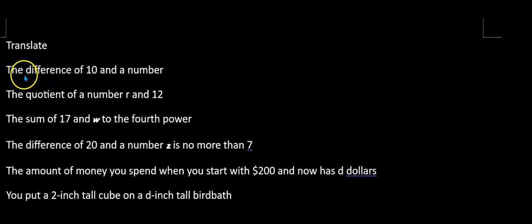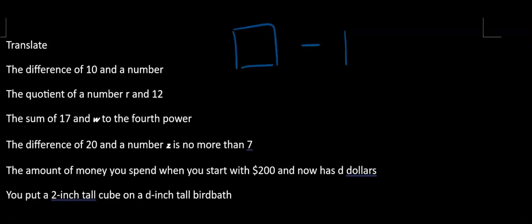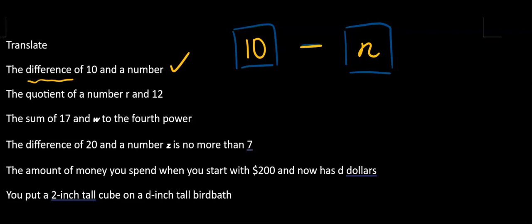Translate the difference of 10 and the number. You can use your favorite letter to name this number. Remember, this is a variable. You have 26 choices. If we talk about a difference, we're going to use a subtraction because the keyword is difference. So subtraction. You see 10 first, you put a 10 first. And a number, I'm just going to call it a number. And we're done with the first one.